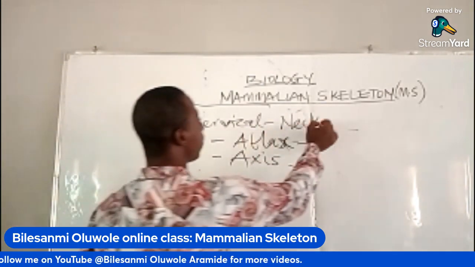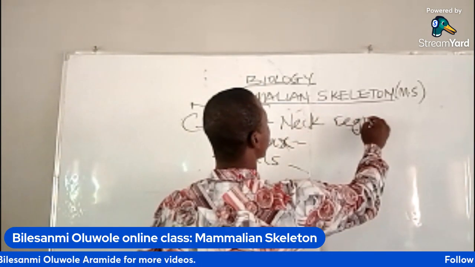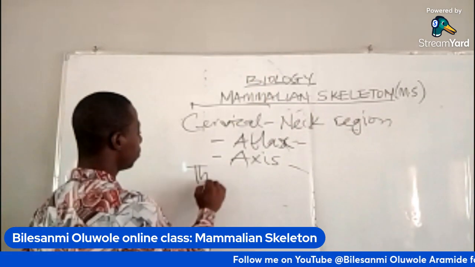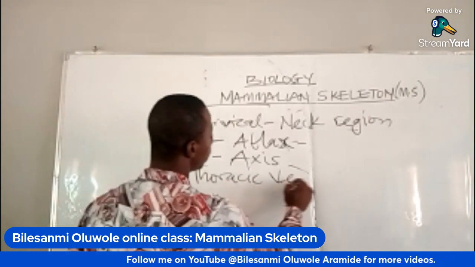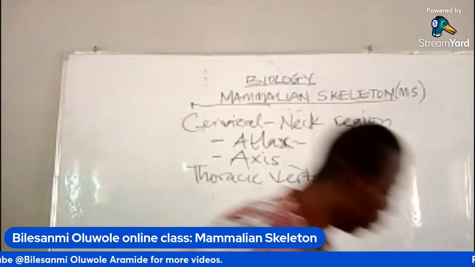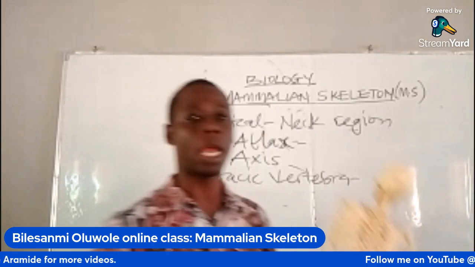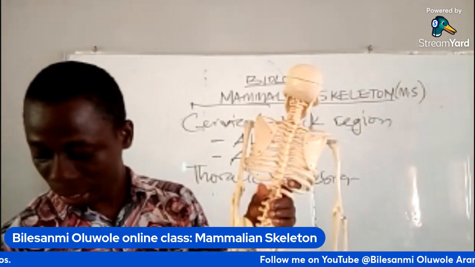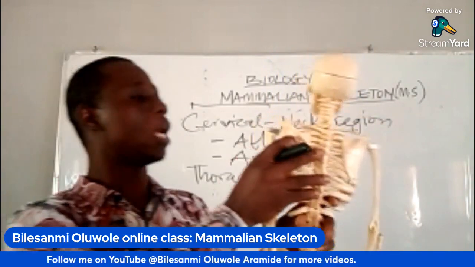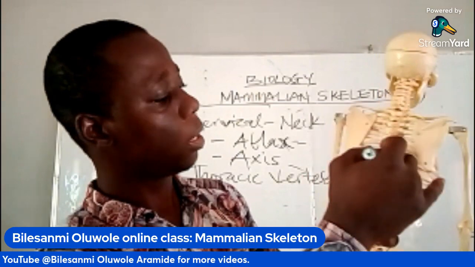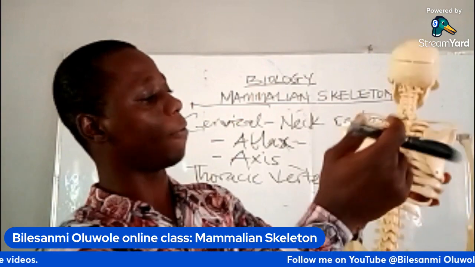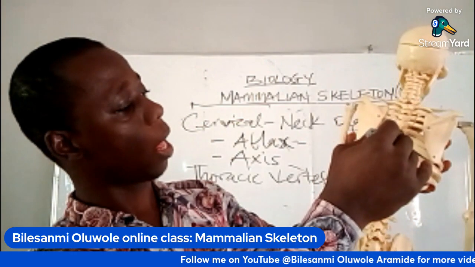Now, I said they are found at the neck region. After the cervical vertebrae, we have the thoracic vertebrae, which are found at the chest region. That is from here down to here. These are the chest. So the thoracic vertebrae are found from here to here.